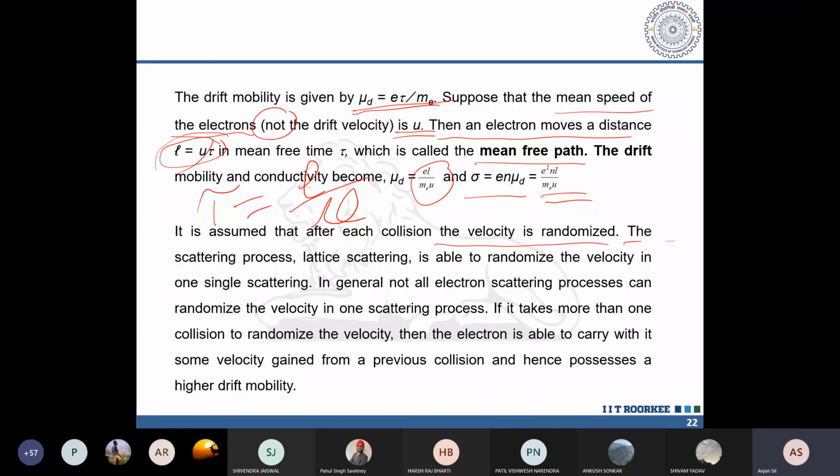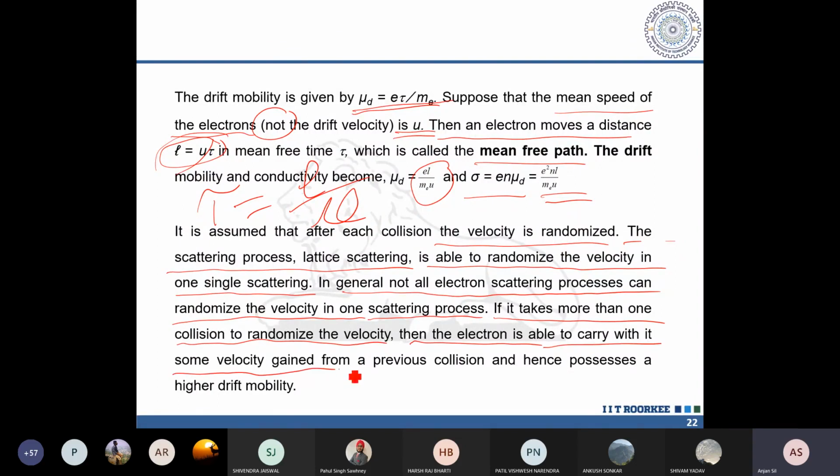The scattering process, what are the scatterings? Lattice scattering is able to randomize the velocity in one single scattering. In general, not all electron scattering processes can randomize the velocity in one scattering process. If it takes more than one collision to randomize the velocity, then the electron is able to carry with it some velocity gain from the previous collision and hence possesses a higher drift velocity.